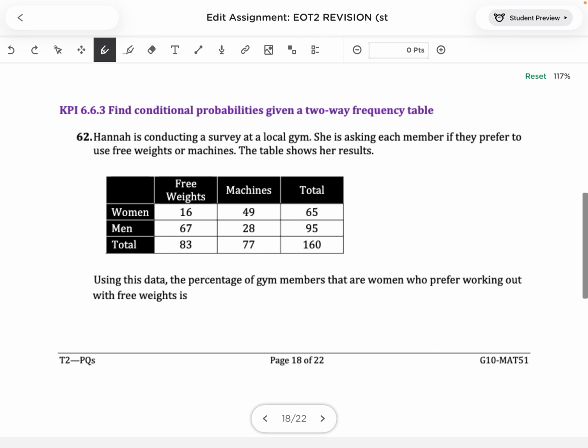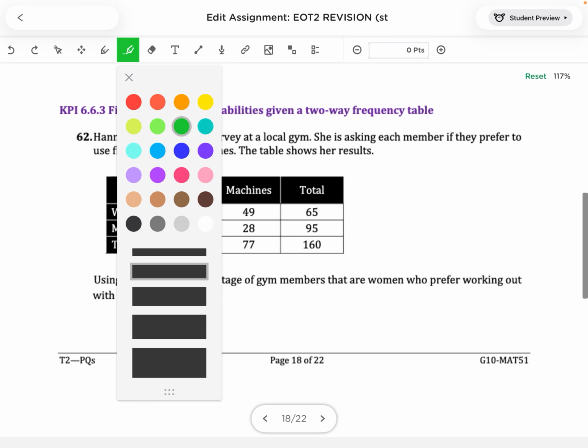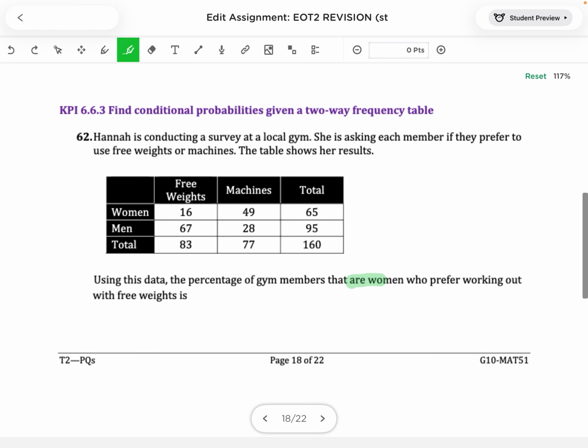Hannah is conducting a survey at a local gym. She's asking a member if they prefer free weight or machine. The table shows the result: women and men, free weight or machine. The question needs the probability of a woman who prefers free weight. So we are looking for a woman with a free weight over the total. So it will be 116 over 160, which is 10%.